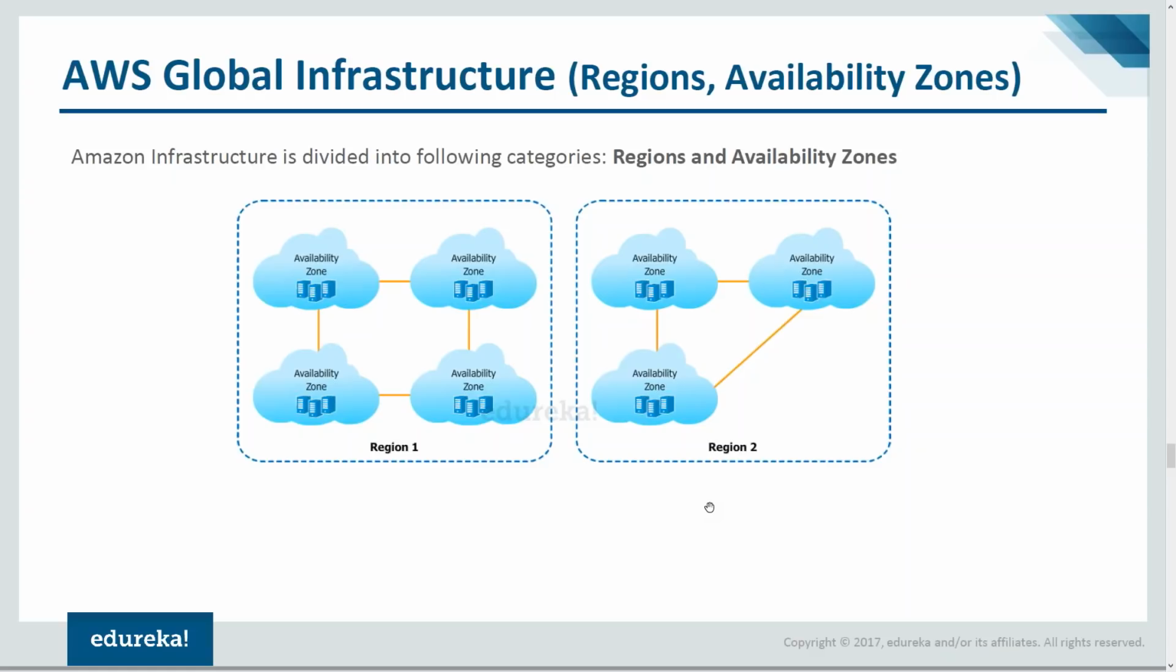In India, we have a region in Mumbai, right? And in Mumbai, we have two data centers, two availability zones, to make it redundant, to give you high availability in that.